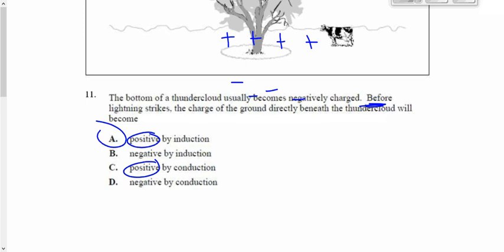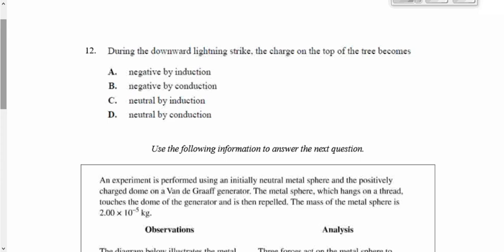12. During the downward lightning strike, the charge on the top of the tree becomes, well, if the electrons are transferring down from the cloud, then the tree is going to become negative. They're not necessarily going to balance out, the cloud and the tree, right? Because they're not identical shapes and sizes and materials. But if the tree is neutral and negative comes down, it's going to make it negative. So the top of the tree becomes negative by induction or conduction. Conduction. Even though they're not touching, charges have transferred, so it is conduction.